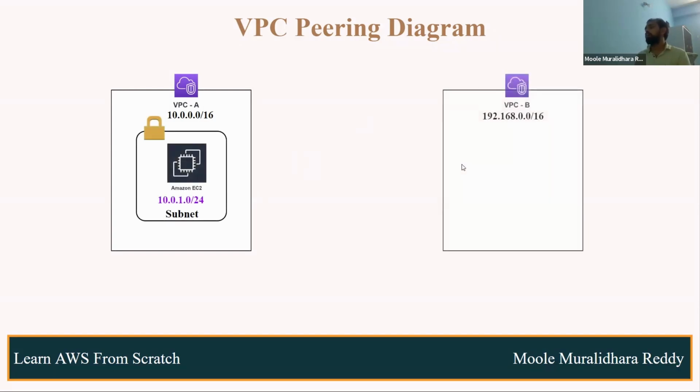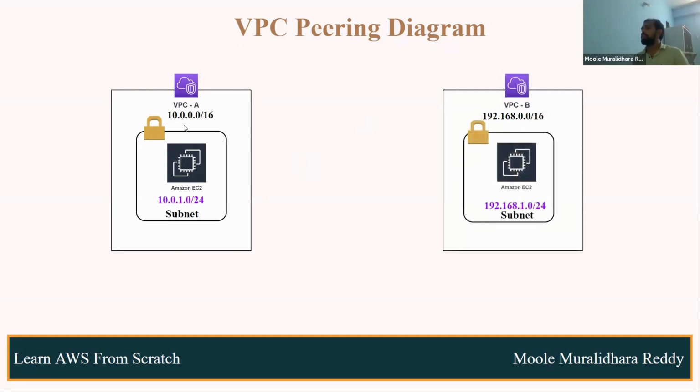And we have another VPC. Here also we have a subnet, and in this subnet we have created an EC2. If you observe here, one is the 10 series, the second one is the 192.168 series. Currently, they are not overlapping. So we can set up the peering connection.